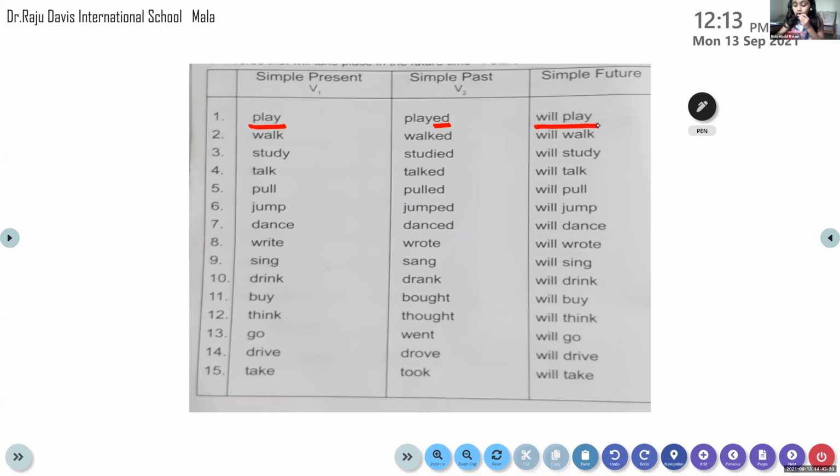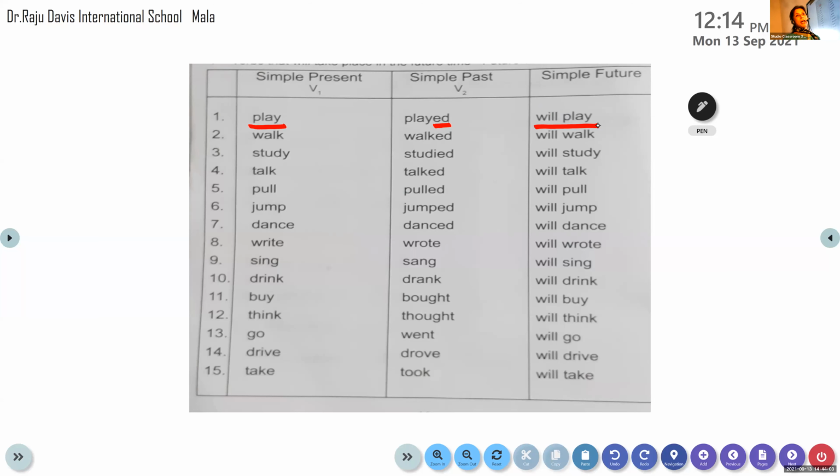Future means will happen. It's going to happen in future. It has not happened yet; it will happen in future. So what do we do? In the future, we will say, we will do.